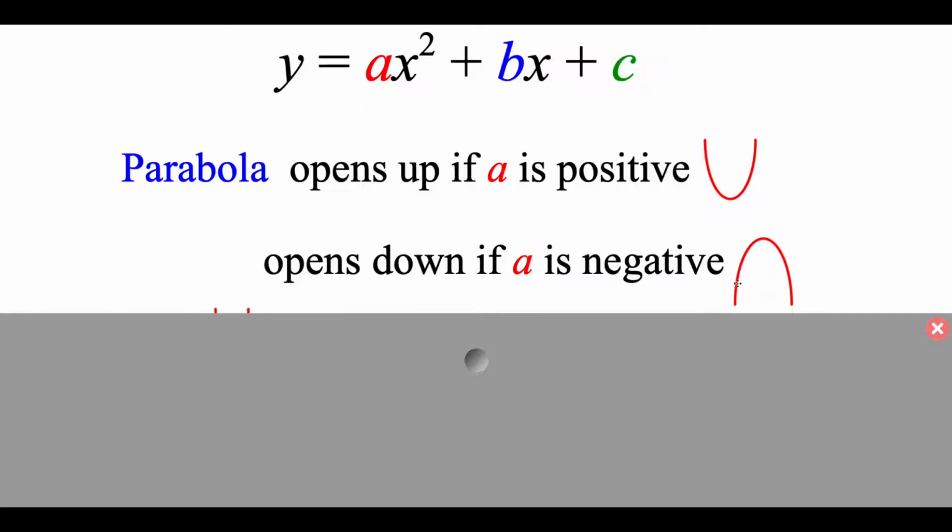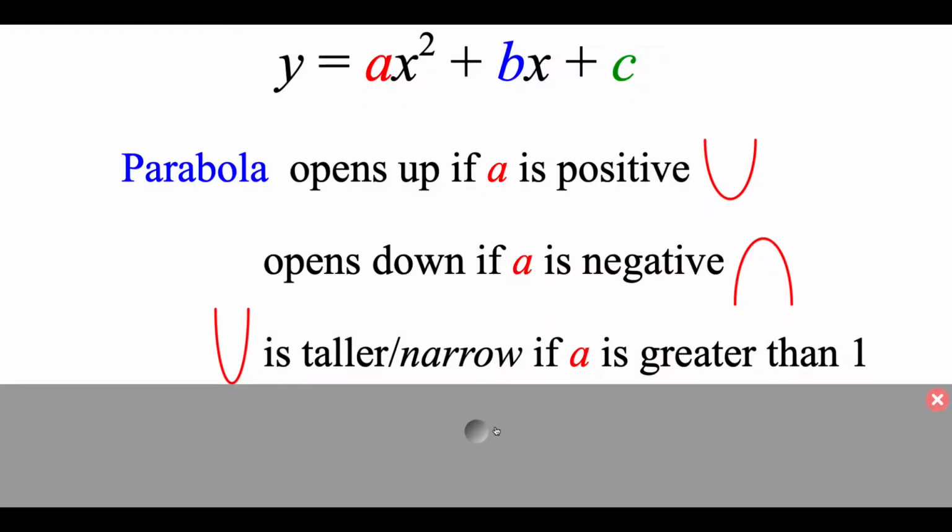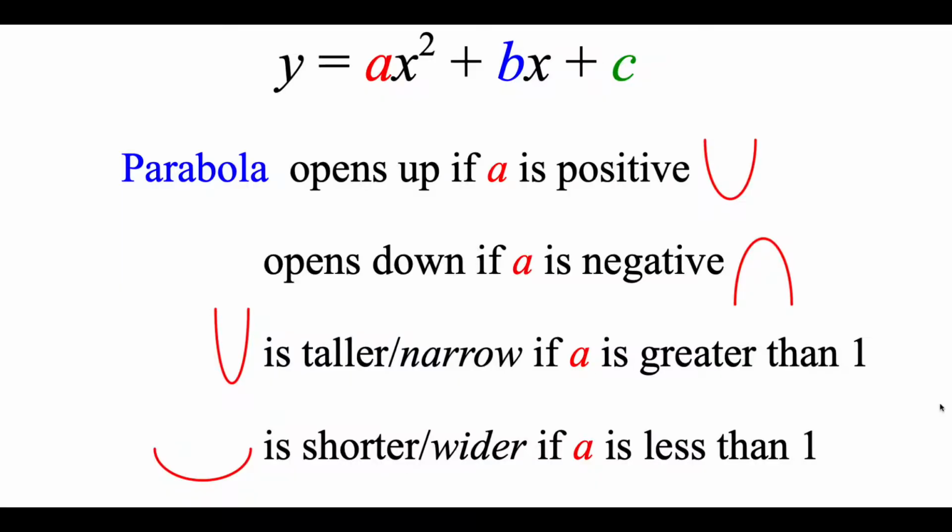Now, along with flipping that parabola over, that a value can also make your graph wider or narrower depending on what it looks like. So if that a value is some number that's bigger than 1, then that's going to make your graph taller, or we can also think about it as making your graph narrower. But if your a value is a number that's less than 1, like a fraction or a decimal, then that's going to make your parabola graph shorter and also wider.